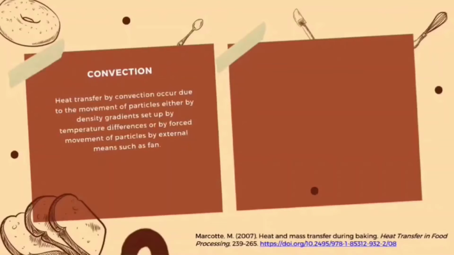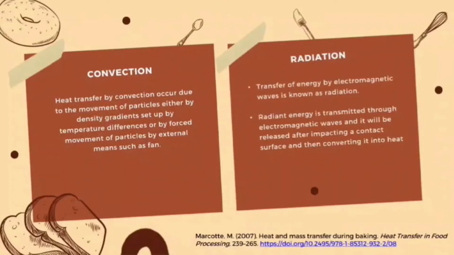Heat transfer by convection occurs due to the movement of particles, either by a density gradient set up by temperature difference or by forced movement of particles by external means such as a fan. Transfer of energy by electromagnetic wave is known as radiation. Radiant energy is transmitted through electromagnetic waves and it will be released after impacting a contact surface and then converted into heat.